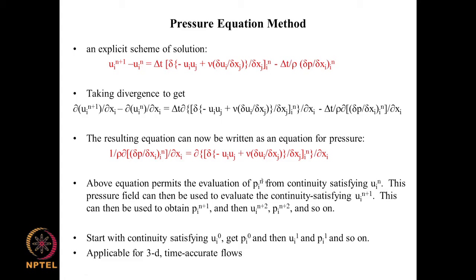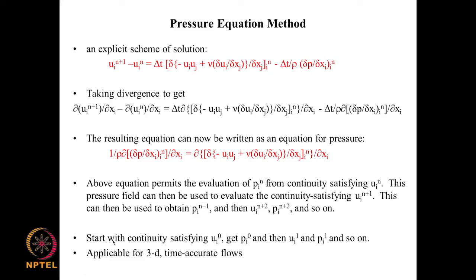From Uin you first solve this to get Pin, and then you put that Pin here to get Uin plus 1, and you put this here back to get Pin plus 1, and then you move on like this. So you are satisfying the momentum equation and pressure equation, which is obtained by imposing the condition that the velocity field that we are getting here satisfies this, and each of these is explicit method.